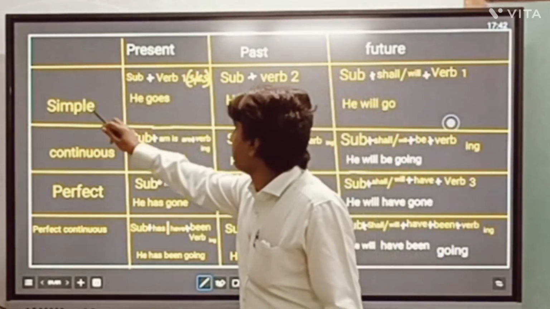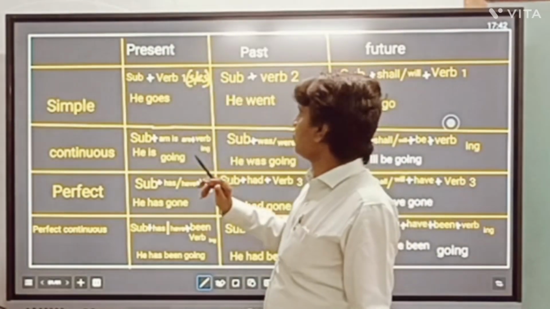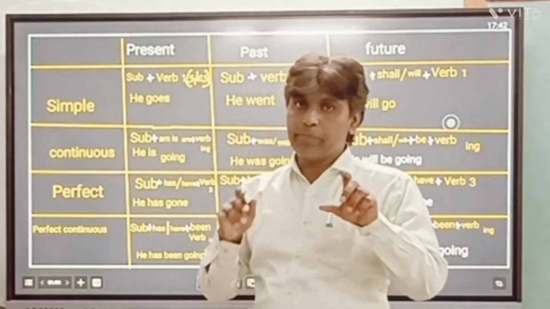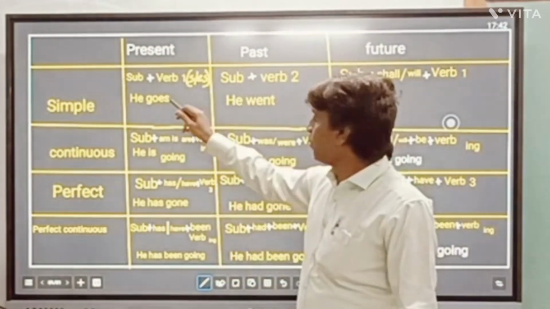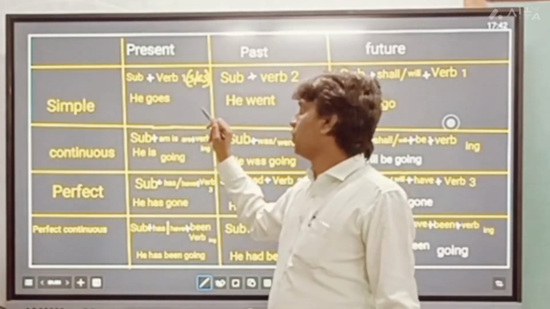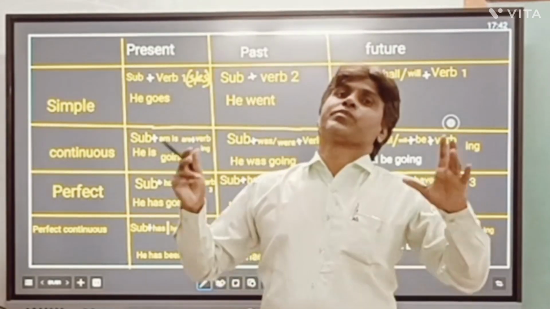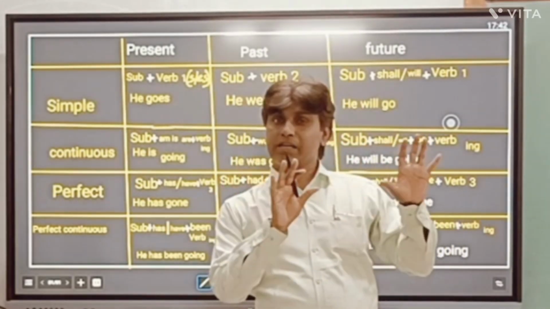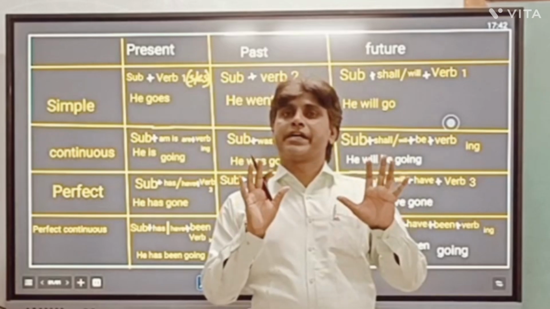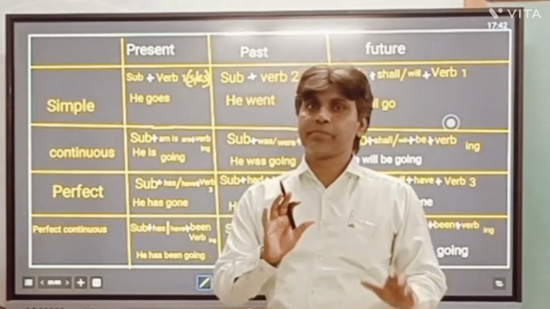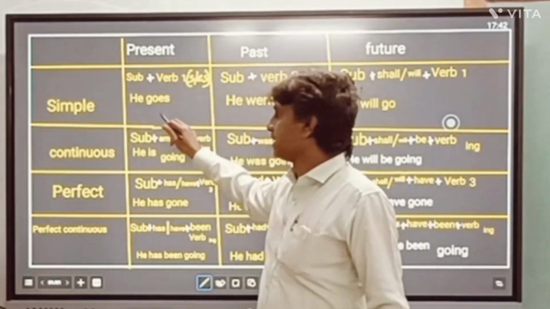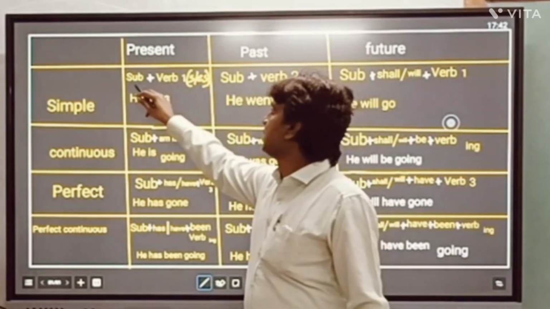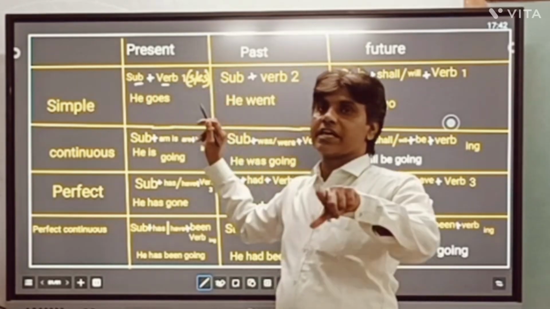Just see, in simple present tense, what do we use? We use subject plus verb 1 and to verb s/es. When do we use simple present tense? We use it to express our daily activities, like I go to school, I go to market, I take bath, I study, I play. These are my daily activities, and if I have to express them, I express them in simple present tense. So when I express them in this format: subject plus verb 1 plus s or es.